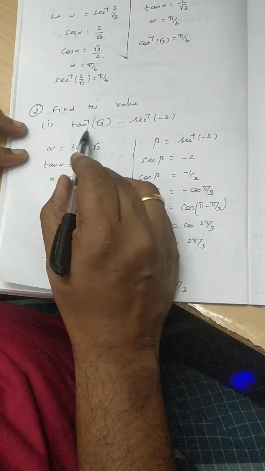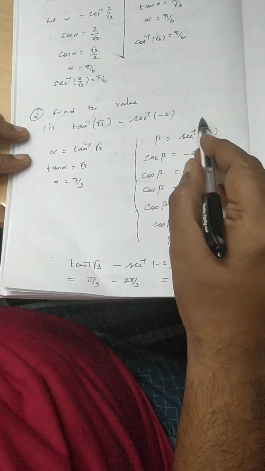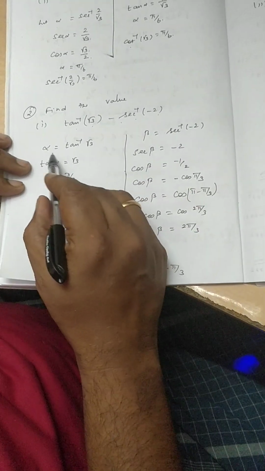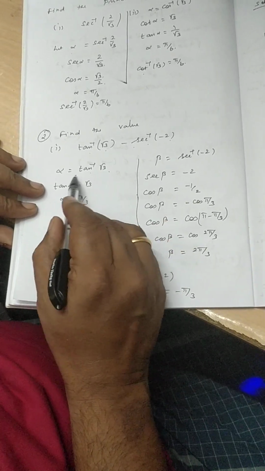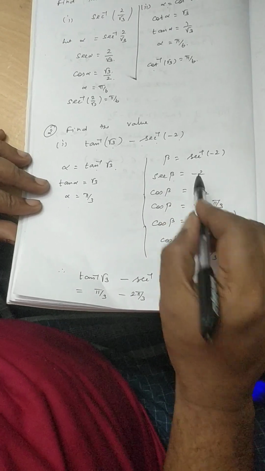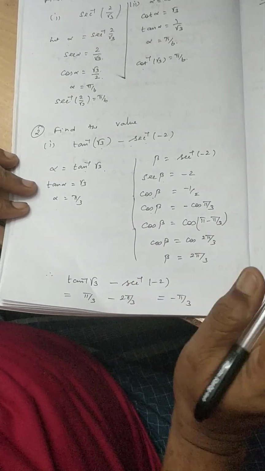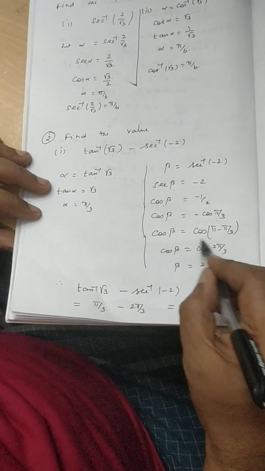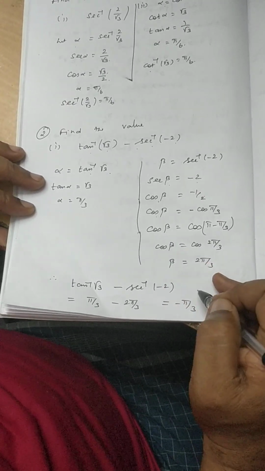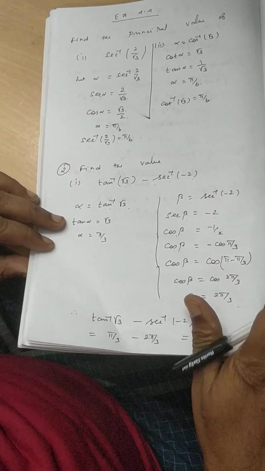Find the value of tan inverse of root 3 minus secant inverse of minus 2. We can easily find it. Let alpha be equal to tan inverse of root 3, so tan alpha is equal to root 3, and alpha is equal to pi by 3. Let beta be secant inverse of minus 2, so secant beta is equal to minus 2. Cos beta is equal to minus 1 by 2. Cos beta is equal to minus cos pi by 3. Cos beta is equal to cos of pi minus pi by 3. Beta is equal to 2 pi by 3. Hence the result. That's all.